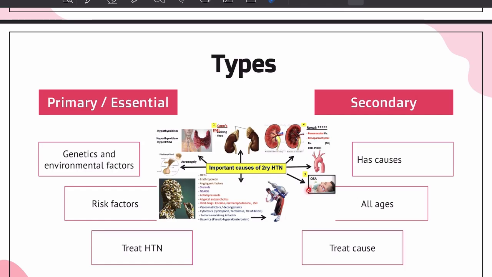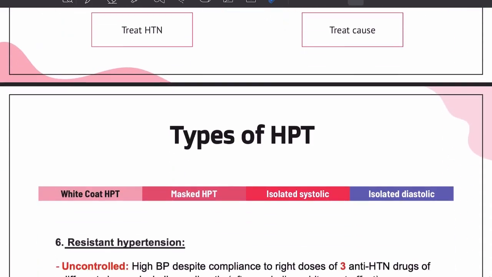The third most common cause of secondary hypertension is obstructive sleep apnea, which is usually due to episodes of hypoxia, activation of the sympathetic nervous system, and so on. That doesn't mean they're the only causes. Certain drugs can cause it and certain other factors can play a role, but these are your three most important causes. In secondary hypertension, you're treating the cause, as opposed to primary or essential where you're treating the hypertension itself.